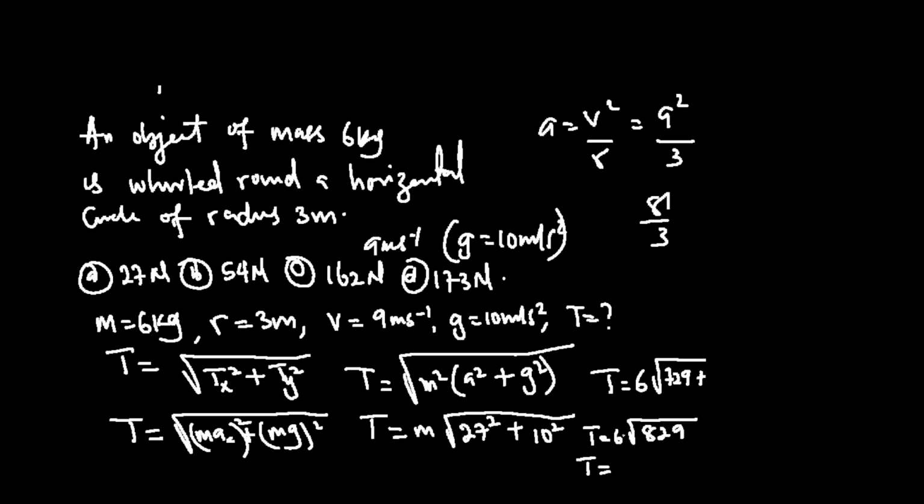28.79. Multiplied by 6, what do you have? 172.7542. We don't have anything like that among the options, so let's approximate to 173. That is the correct answer.